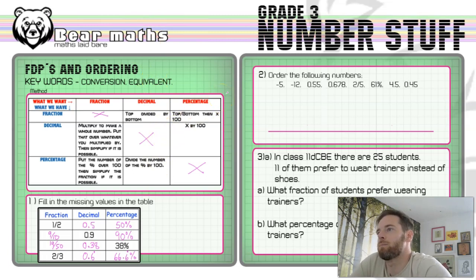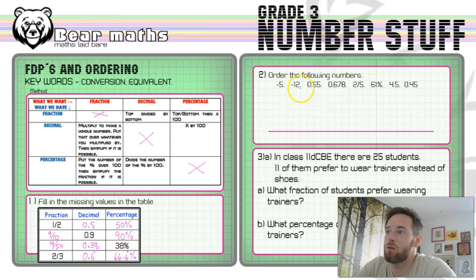Now, in question number 2, we've got to order the following numbers. We've got a mixture: negative numbers, decimal numbers, percentages, and a fraction in there as well. You might get questions where it's just ordering decimals, in which case you have to understand your place value, what each number is worth. For example, here we've got the number 0.55 next to the number 0.678. This one's got more digits. Does it mean it's worth more? Not necessarily. It's all about the value of each number. So think carefully about what each digit is worth.